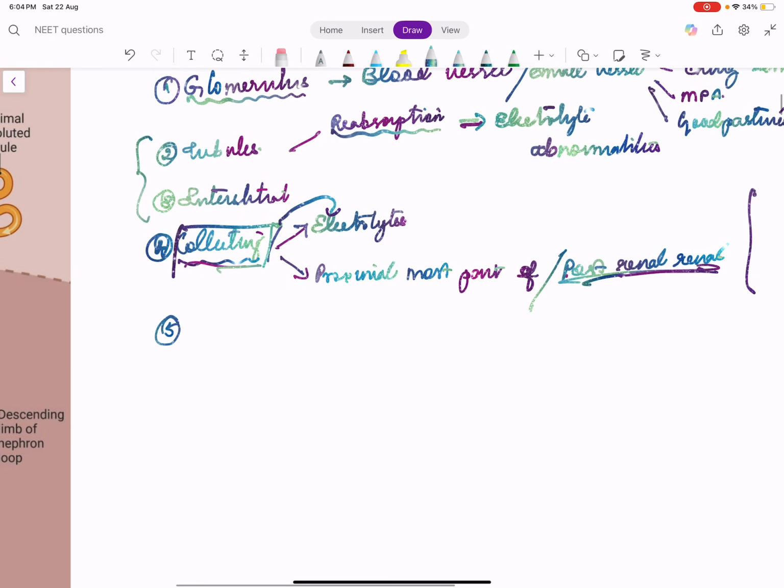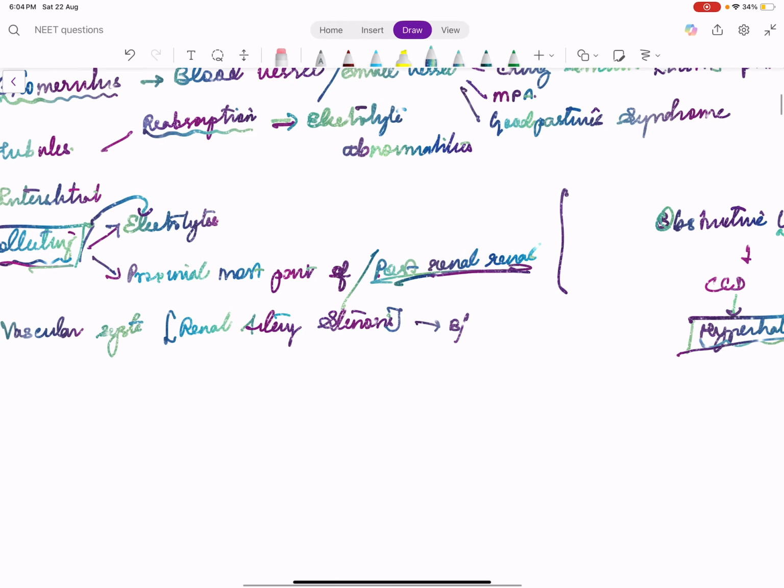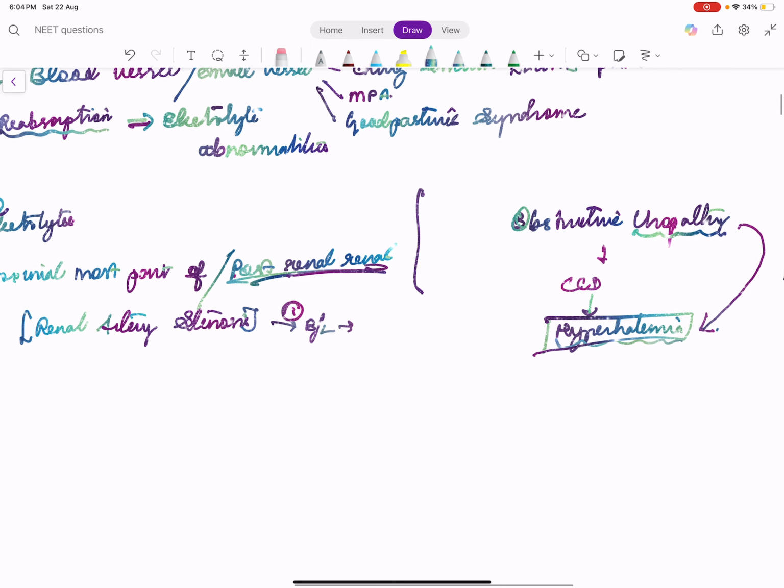Then we can talk about the vascular system. The glomerulus we discussed has the small vessels, or the capillaries. But we have the larger vessels, the renal arteries and renal arterioles. So vascular diseases can be there, for example renal artery stenosis. We would have heard some clinical points of renal artery stenosis. If renal artery stenosis is bilateral, ACE inhibitor is contraindicated.